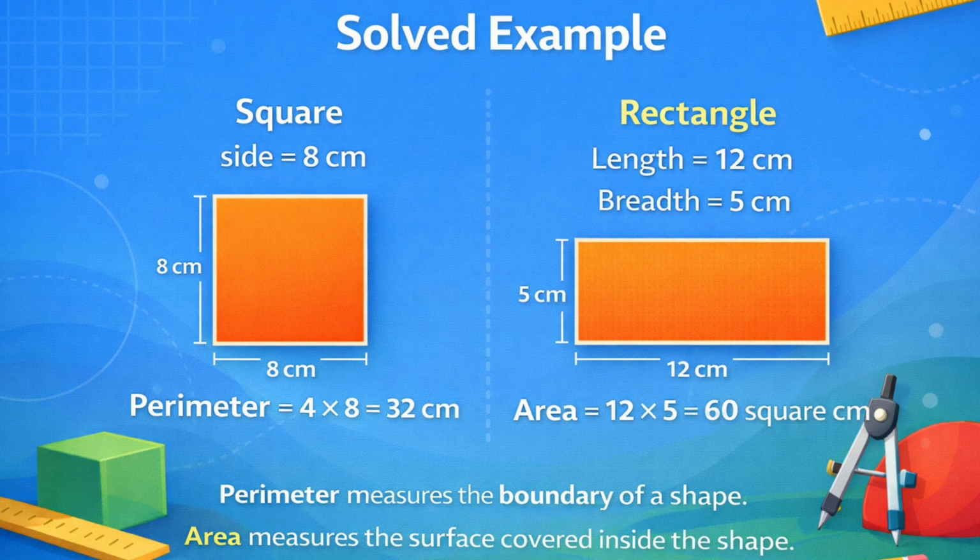Find the perimeter of a square whose side is 8 centimeters. Perimeter equals 4 multiplied by 8, which is 32 centimeters. Next, find the area of a rectangle whose length is 12 centimeters and breadth is 5 centimeters. Area equals 12 multiplied by 5, which is 60 square centimeters.